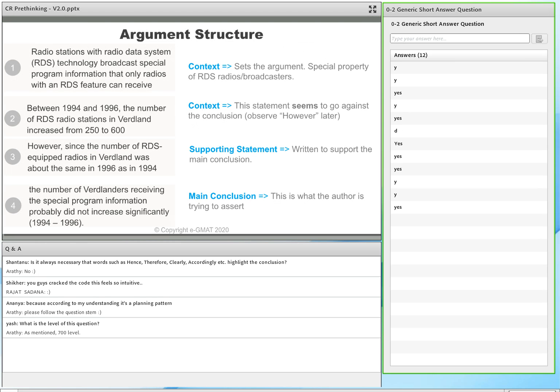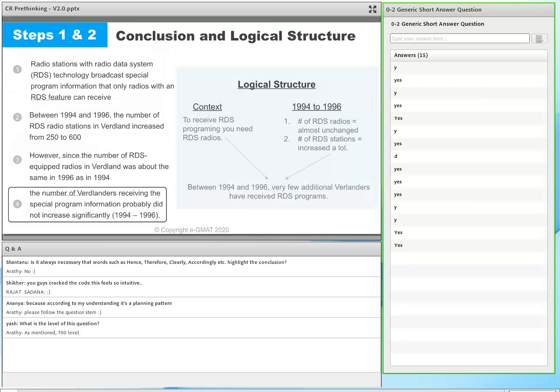Let's see, why does the author really say this? So this is what the author is trying to prove. In an argument, the main conclusion is always suspect. Okay. So why does the author say that? There are two reasons why he says that. He says a number of RDS equipped radios.